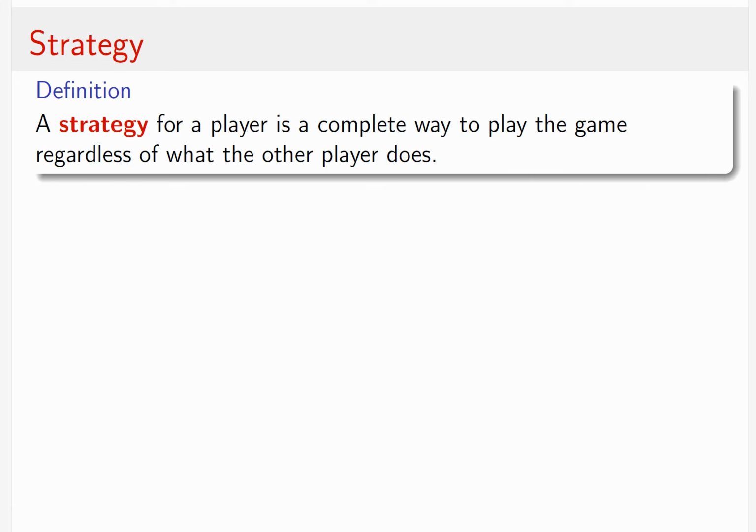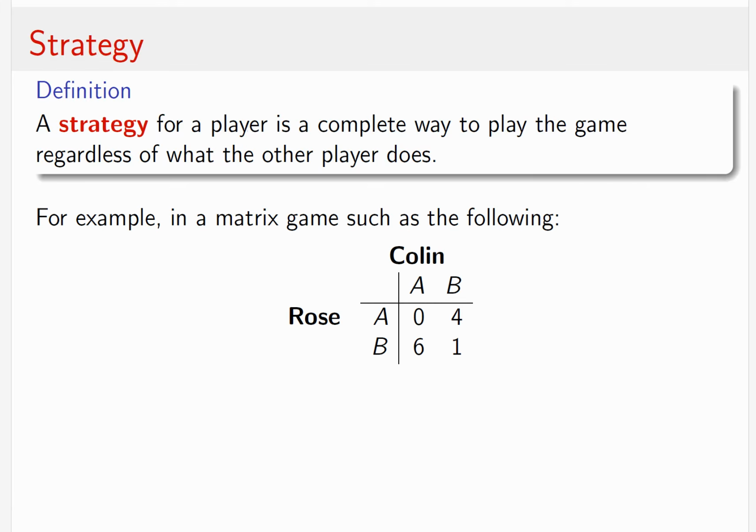Now, for matrix games, this is a lot easier to see. This is a matrix game where the row player and the column player each have two strategies. And again, using the convention that the player playing the column strategies we'll call Colin, and the player playing the row strategies we'll call Rose. Colin can play either A or B, and Rose can play either A or B.